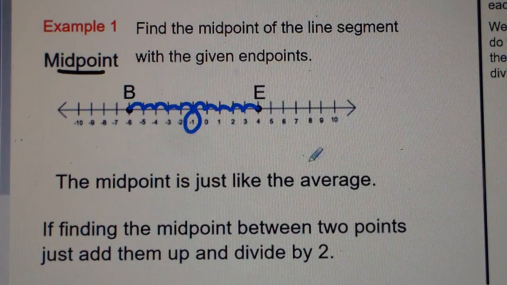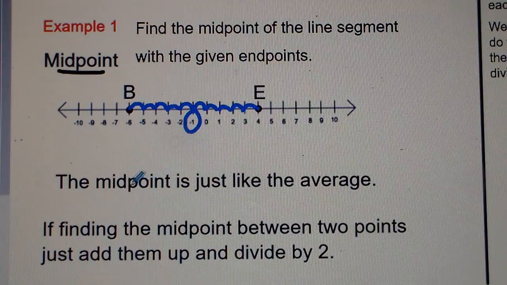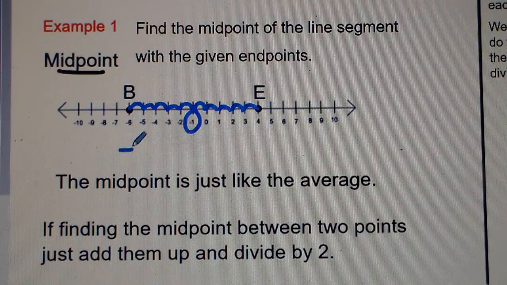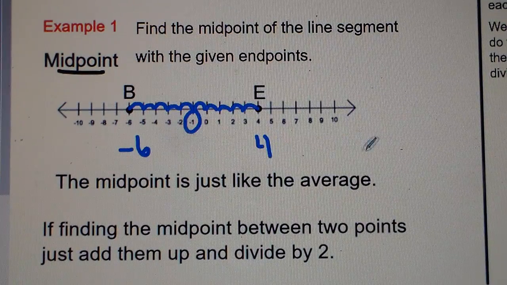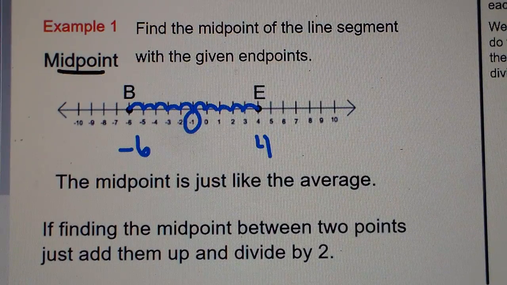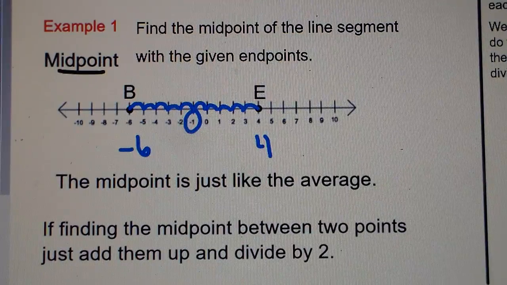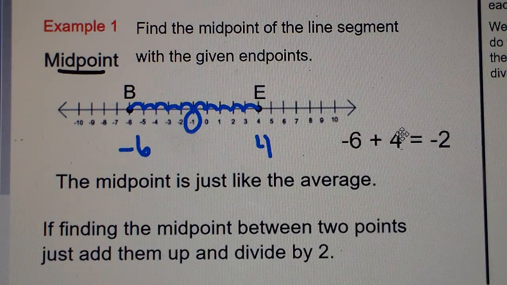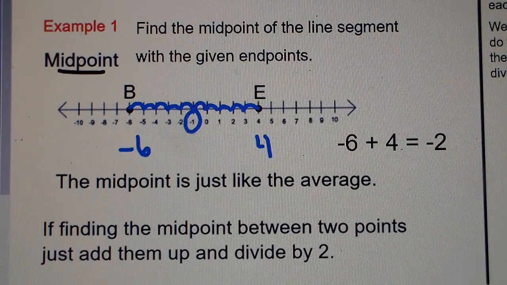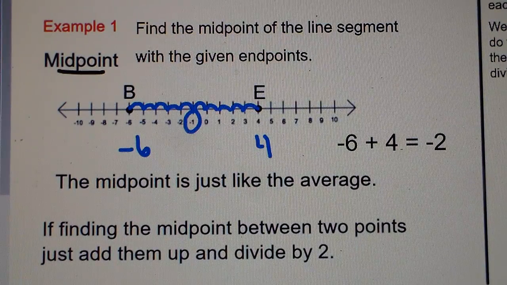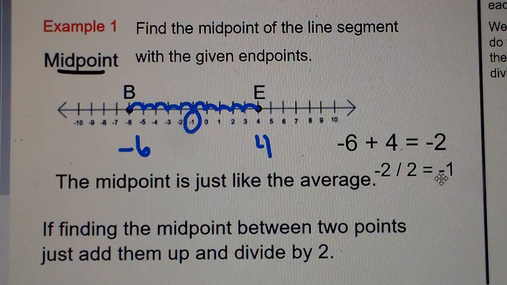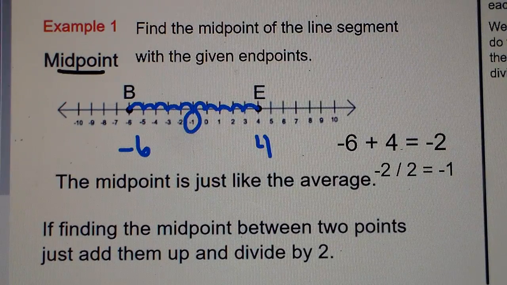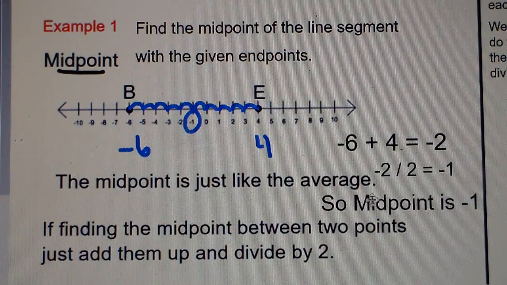I do think it's a little bit easier if we just take the average. So in other words, if B is at -6, I'll make the numbers a little bigger, and E is at 4, all we gotta do is just add the two of them up. -6 plus 4 equals -2. Then we divide it by 2. So -2 divided by 2 gets us -1, and that will get us our answer. So the midpoint is -1.